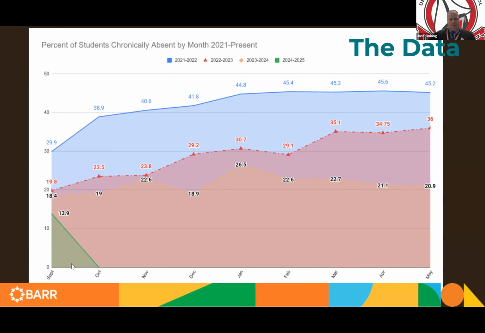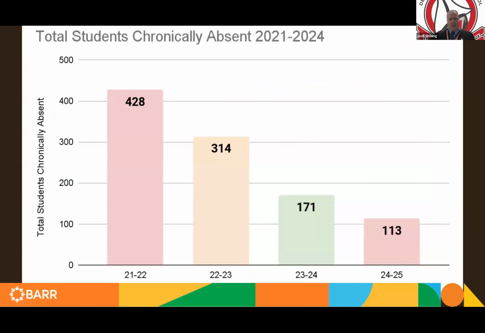And then I do break it down by student, and we keep track of how many students, which the next slides show, overall, how many students we had that were chronically absent during those time periods. And this helps us because it is one of those real-time data pieces that we can look into.